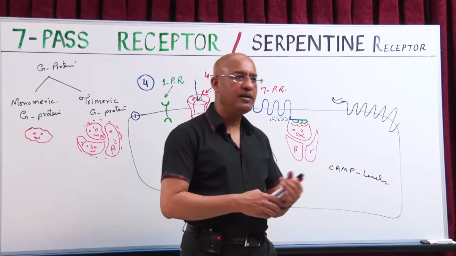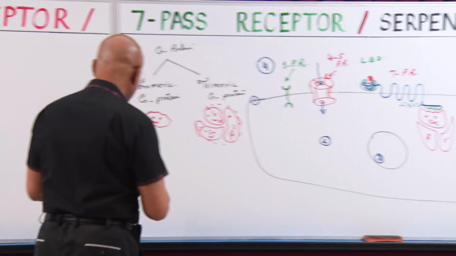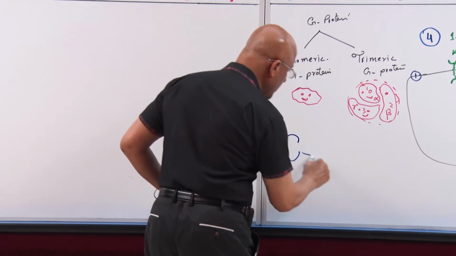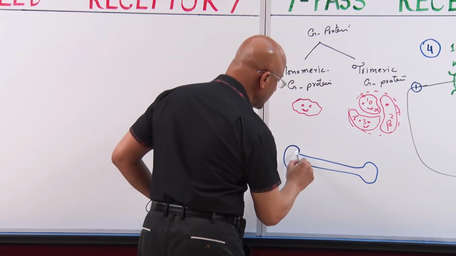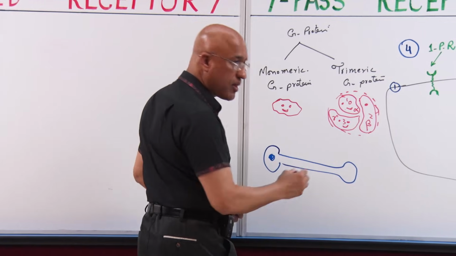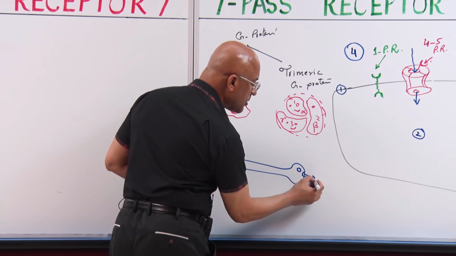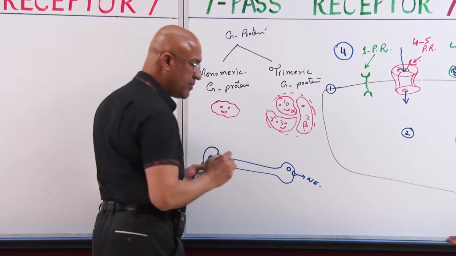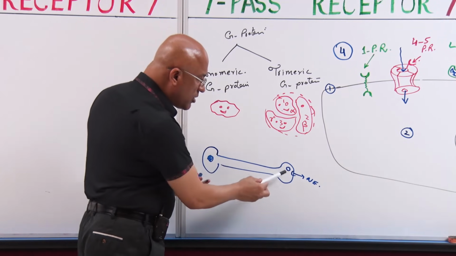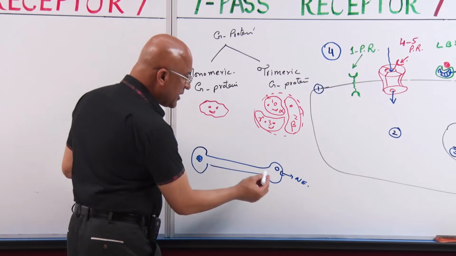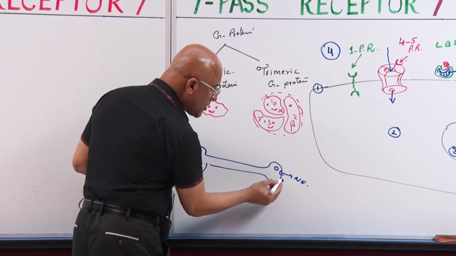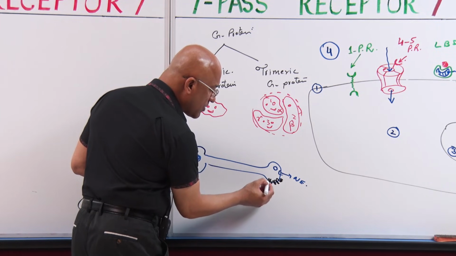Okay, so 12 pass receptors. These receptors are usually present on such neurons which release monoamines. Suppose this is a neuron which releases dopamine or epinephrine or norepinephrine. For example, it is releasing norepinephrine. Now, on the nerve ending, what is there? A 12 pass receptor. Right?